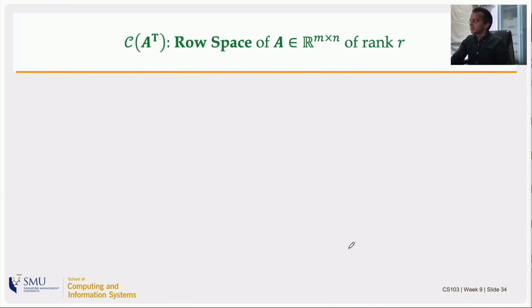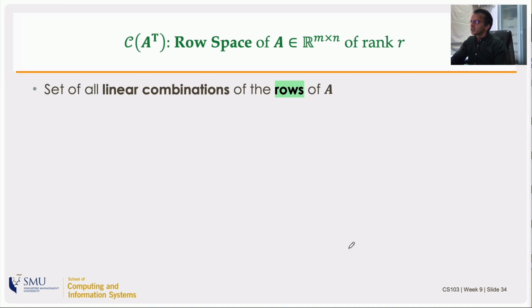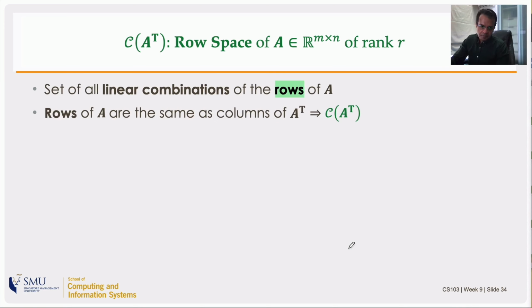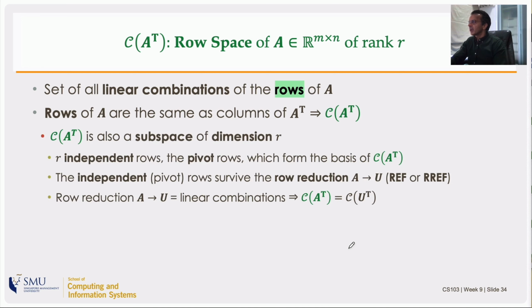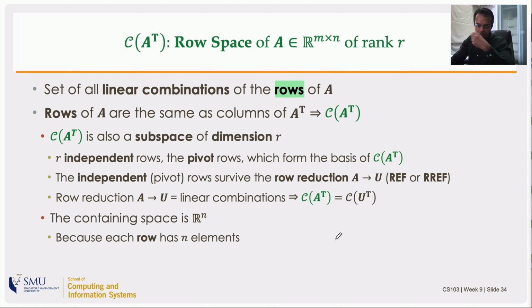Now, row space of the same matrix is a set of linear combinations of the rows of A, or the columns of A transpose, and that also has dimension r, because the number of linearly independent rows of A would be the pivot rows, which will have the same number as the pivots, and that is the rank. So in order to find the basis for the row space, you'll have to find the linearly independent rows of the matrix, which would be the pivot rows, either of the matrix or its row reduced form, because elementary row operations do not change the row space.